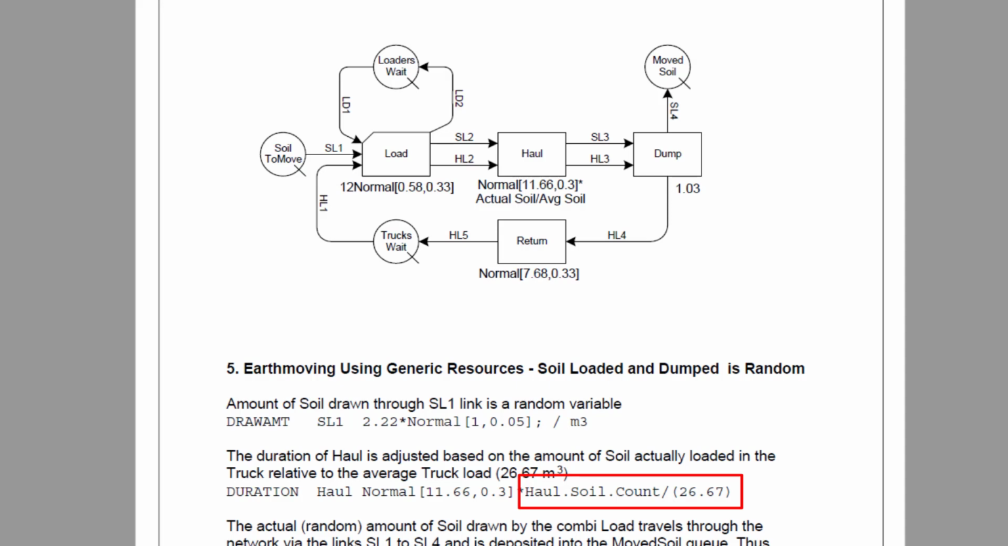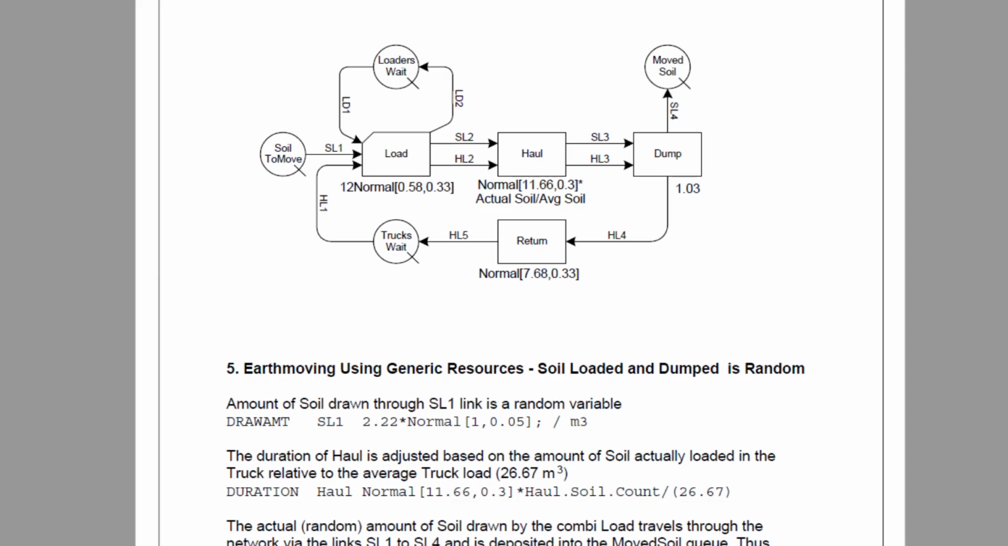That fraction will then multiply what we typically sample as the duration of activity haul, which is a normally distributed random variable with an expected value of 11.66 and a standard deviation of 0.3. So the amount of soil inside the truck modifies how long the duration of haul takes.